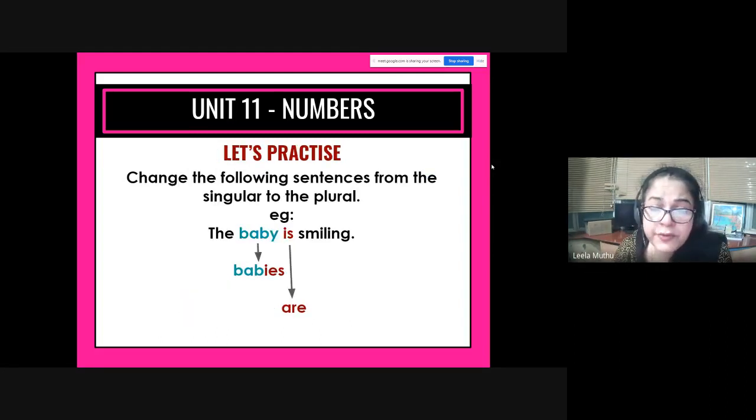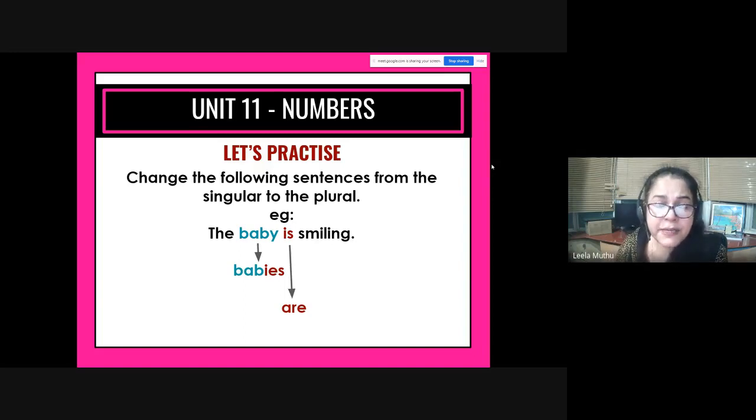So change the following sentences. This is just practice. It's almost the end of the video presentation. So let's practice. The baby is smiling. Now is smiling. Is is a helping verb here. Smiling is the main verb. It is in the present continuous form. The baby is smiling, so change it into the plural. The babies are smiling, right?